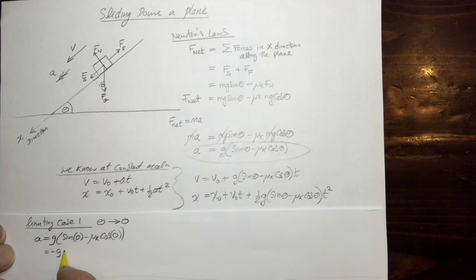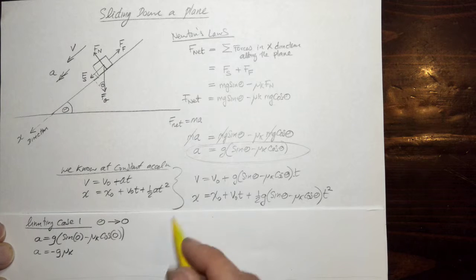minus g mu k. So that's the acceleration of an object sliding along a horizontal plane with the only force on it being the force of friction. We see that the force and the acceleration therefore are in the direction opposite the motion, and we see the expression for the size of that acceleration is simply minus g mu k. Now we're going to look at limiting case number 2.